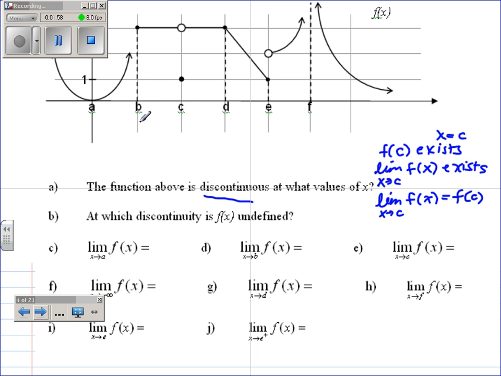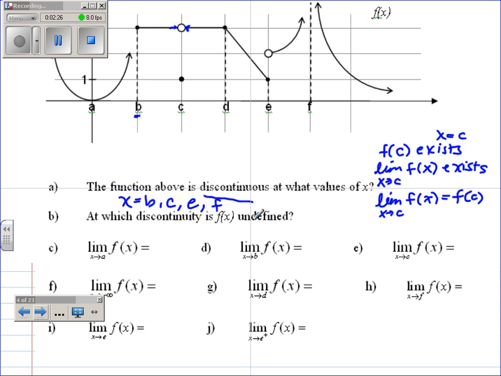So in this case, at b, the limit does not exist because from the left you're going to infinity, from the right you're going to 3. So at x equals b. At x equals c, the limit does exist, and the value exists, but the limit does not equal the value, so number 3 is not met. At e, the limit doesn't exist because you're going to 2 different places from the left and right. And at f, the limit doesn't exist, and the value doesn't exist.